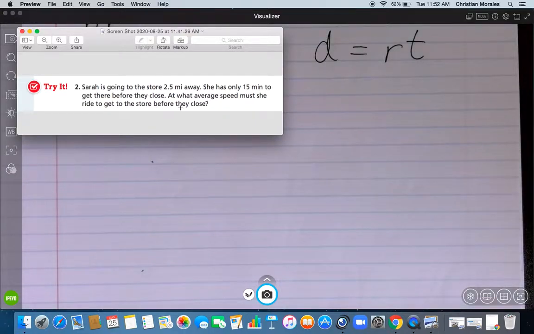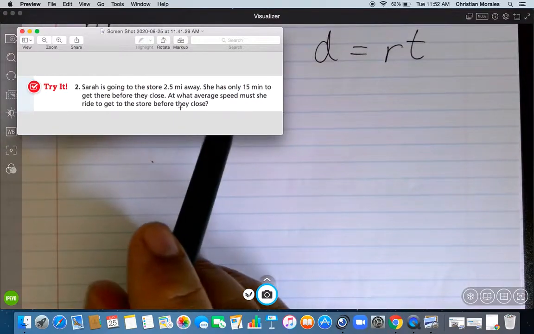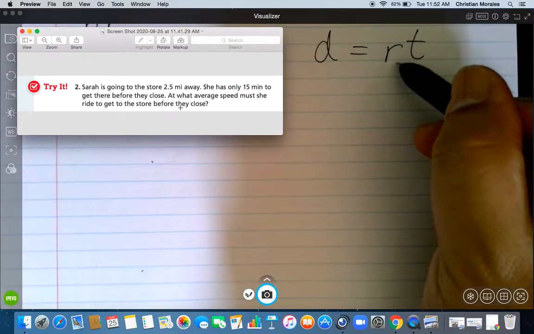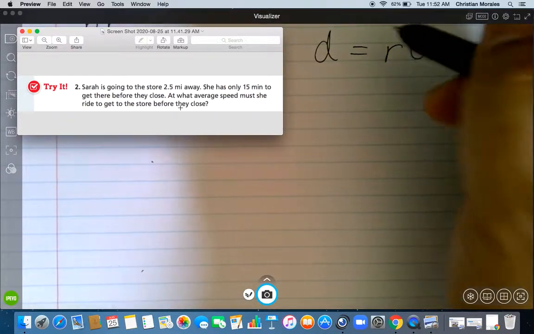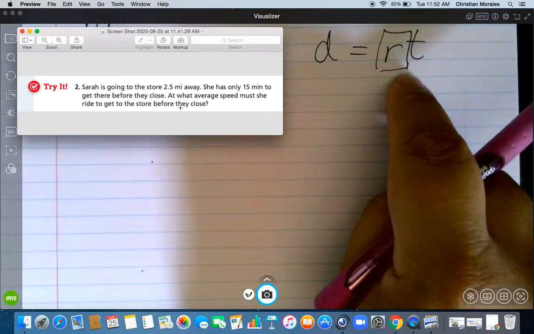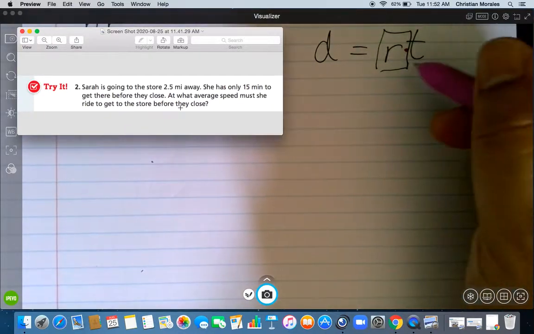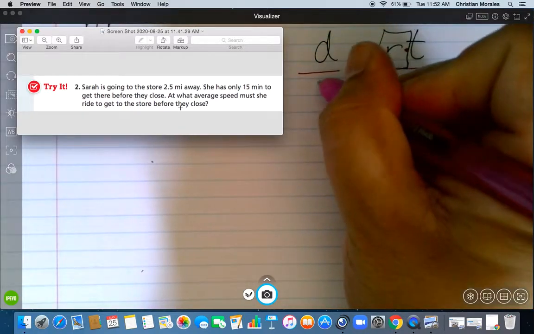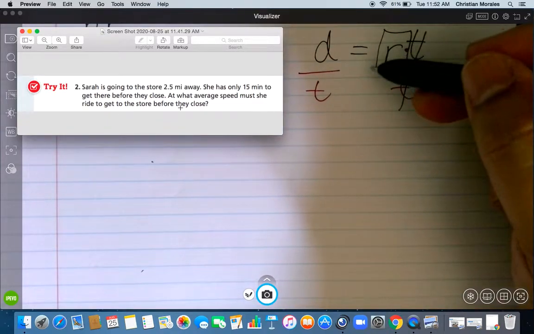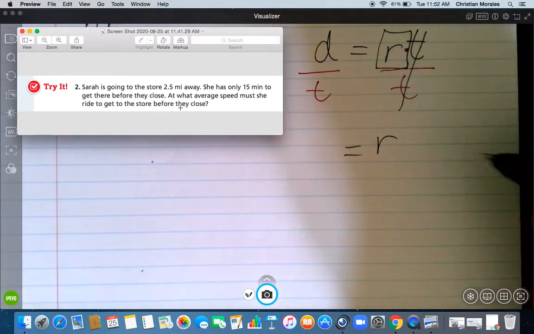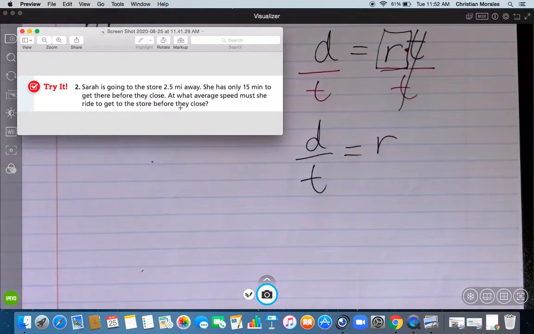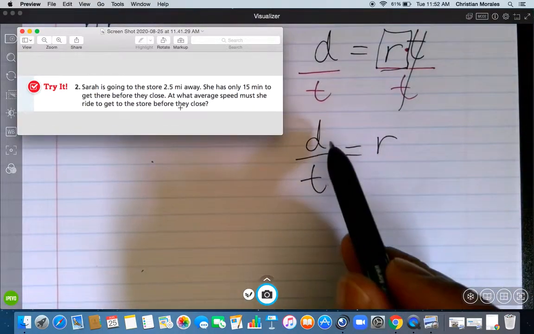But here, they're asking us to figure out the average speed. So the average rate of speed is R, and they want us to solve for R. So we want this letter by itself, which means we want to cancel out the T, the time. These two are multiplying, so we're going to divide both sides by T. The T cancels out, and what's left is R equals distance divided by time. So to calculate the average rate of speed, I need the distance divided by time.